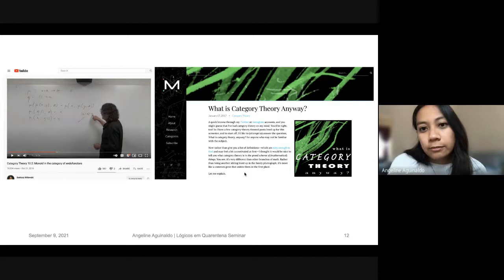And in the case of the Math3ma blog, Tai-Danae Bradley does a really great job of exposing these concepts in beautiful illustrations. And so these are the two resources that helped me develop intuition and didn't discourage me from pursuing it further.